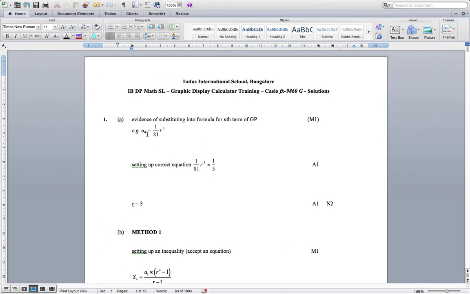Now, by writing U4 as 1 by 81 R cube, you know that U4 is nothing but U1 times R cube. By writing this statement, you get 1 mark for the method. Okay. And then setting up the correct equation. It's given that fourth term is 1 by 3. So 1 by 81 R cube equal to 1 by 3. By writing that step, you get 1 mark for the answer. Now it is very easy to see here that R cube will be 27. So R will be 3. So here R equal to 3. So you get 1 mark for the answer.